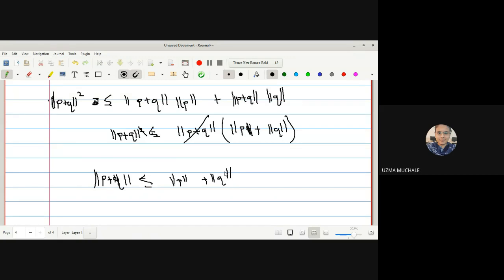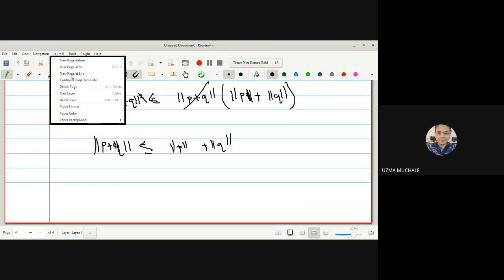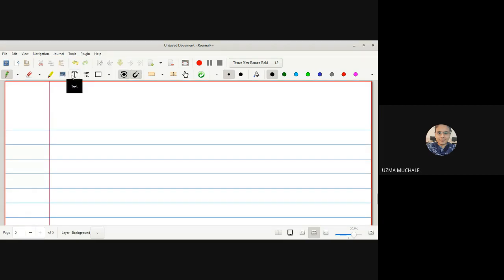You can do it, right? Why am I not taking this? Because this type of example you have already done in your functional analysis. Okay. Let me go to the next point, that is your frame field.